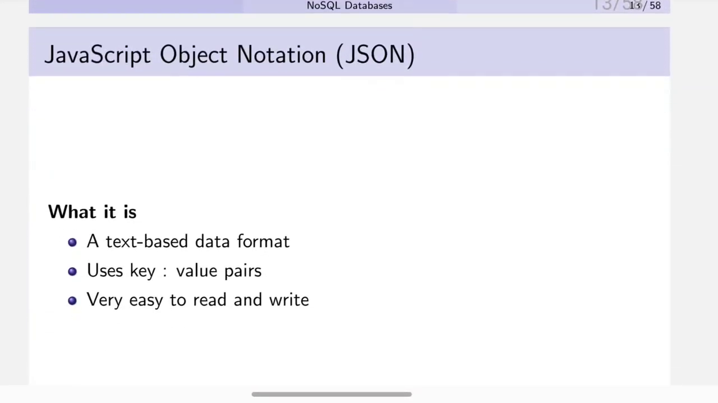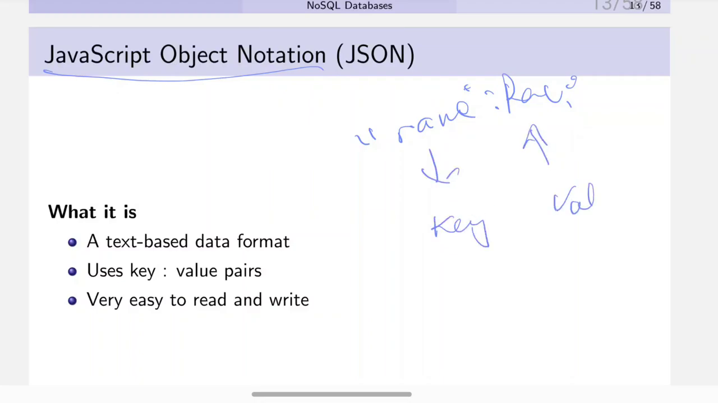Now we'll be discussing JSON. JSON stands for JavaScript Object Notation. It stores data in key value pairs. Like if you say name Ravi, the key is nothing but name and Ravi is nothing but the value. Okay.